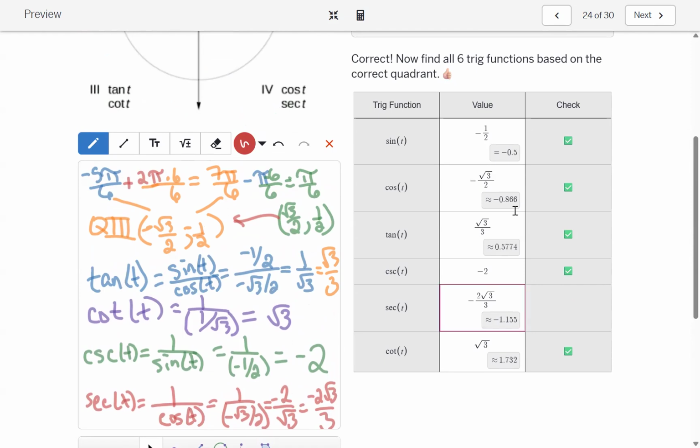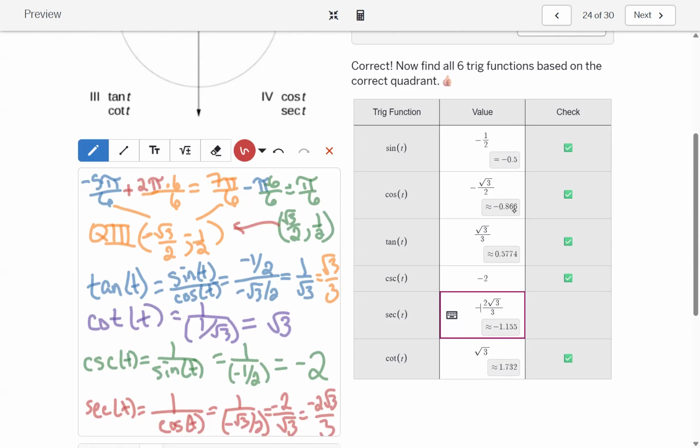All right, now the negative 2 square root of 3 over 3 is correct, but the table got misprogrammed and it thinks it's positive. The negative is actually correct, though.